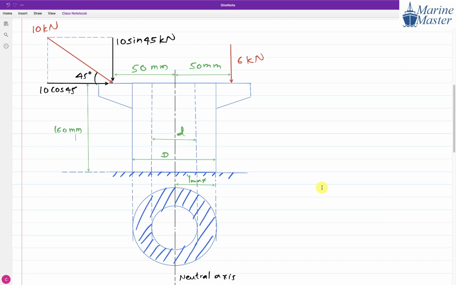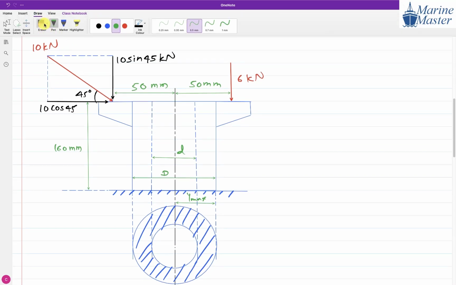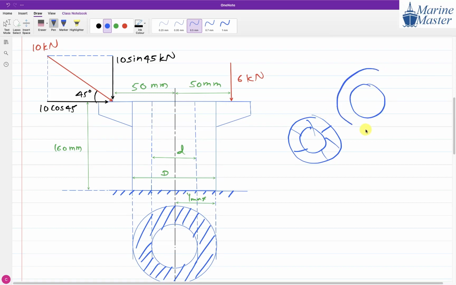Guys, one important instruction, everyone. Whenever we want to show the hatching, suppose this is our circle. Don't show hatching like this. It should be what, guys, everyone? One direction only.